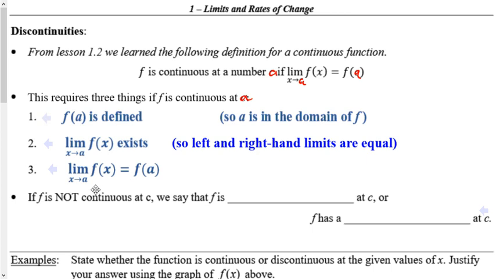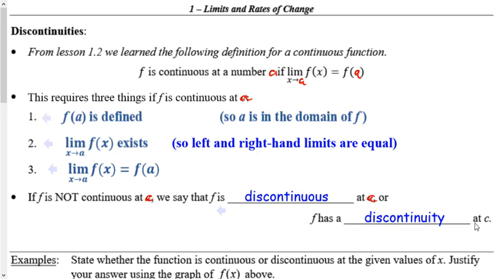If a function is not continuous, then we say that the function is discontinuous at that point c. Again, why don't I change these all to a's so I'm a little more consistent. One of these days I will learn. And we can say that the function has a discontinuity at the point c.